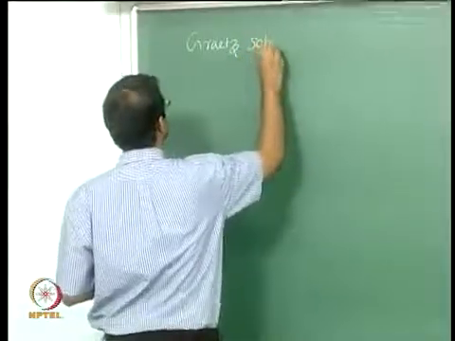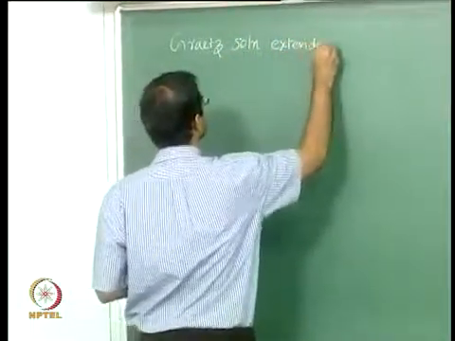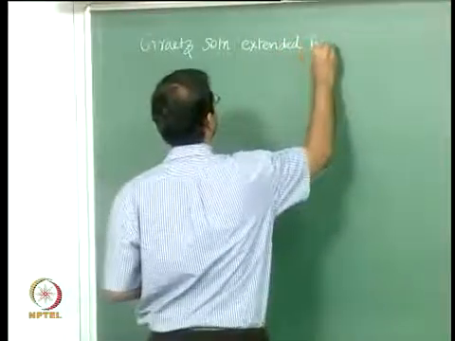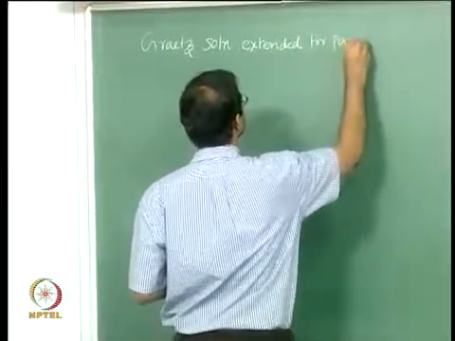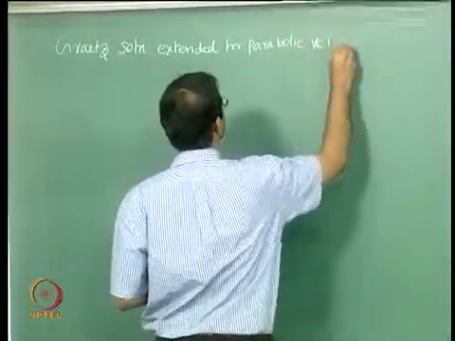So I will call this the Graetz solution extended for parabolic velocity profile.